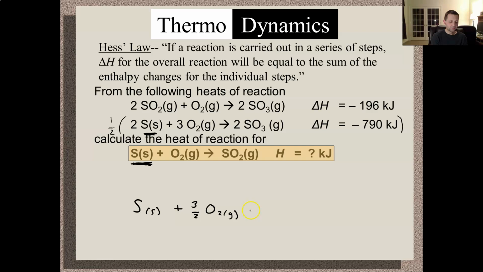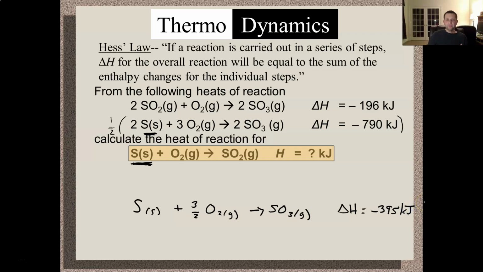gas yields, if I take 2SO3, multiply it by 1/2, it gives me SO3 gas. And my delta H multiplied by 1/2, that would be negative 790 times 1/2, which is negative 395 kilojoules.